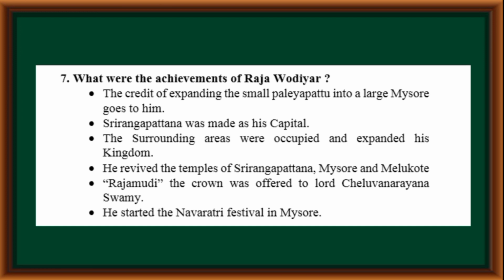What were the achievements of Raja Wodiyar? The credit of expanding the small Palayapattu into a large Mysore goes to him. Srirangapatna was made his capital. The surrounding areas were occupied and his kingdom expanded. He revived the temples of Srirangapatna, Mysore and Melukote. Rajamudi, the crown, was offered to Lord Chelvanarayana Swami. He started the Navratri festival in Mysore.